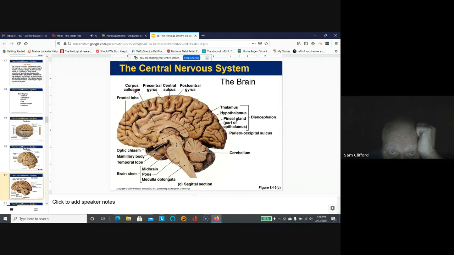So make sure to know these structures. I'm not going to ask about the parietal occipital sulcus, but all of these other structures could be in questions.